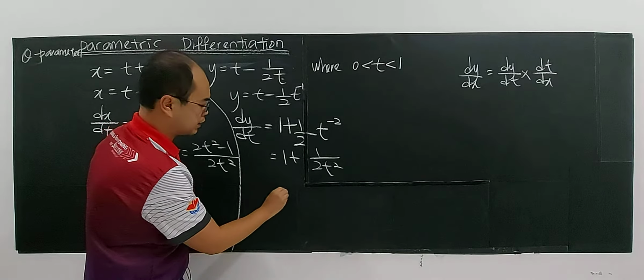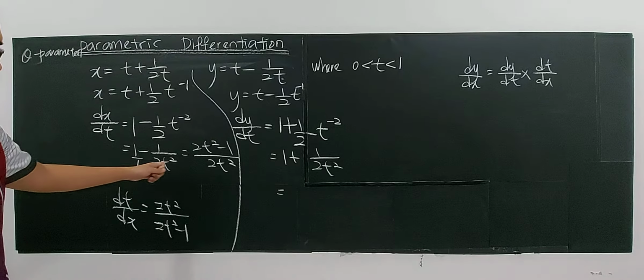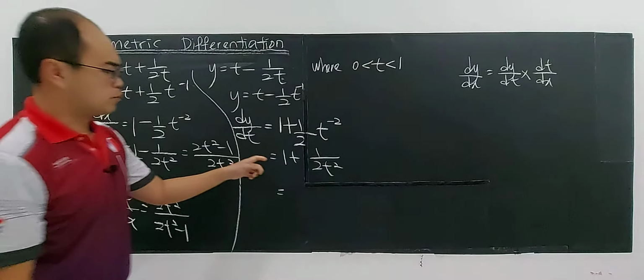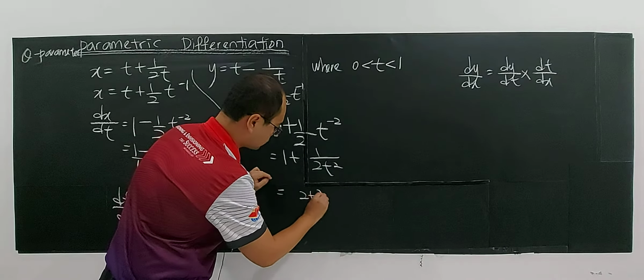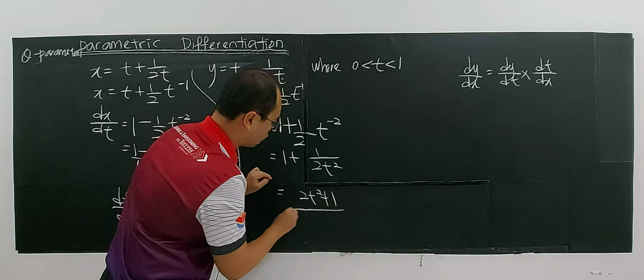It's the same thing, I just combine the fraction. So it will be 2t squared plus 1 over 2t squared, right? So this will be your dy/dt. Then I can find my dy/dx easily.